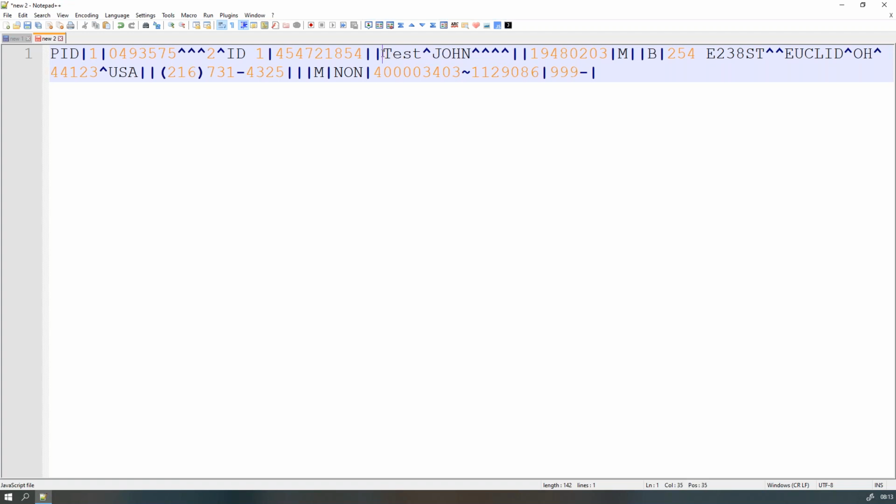Now, how do you know which compartment is which? So usually we number the compartments, or we number the fields. So this is field number 1, this is field number 2, right? There is no other pipe between them. So this is field number 2, this is field number 3, this is field number 4, this is field number 5. So field number 5 in the PID segment is always dedicated for name. Okay, you cannot have anything else.